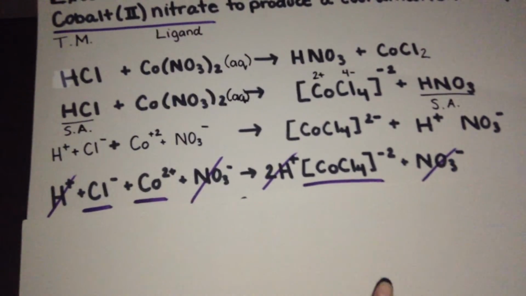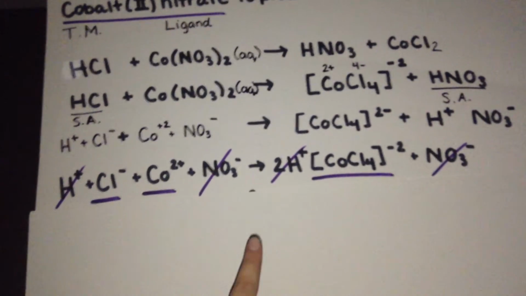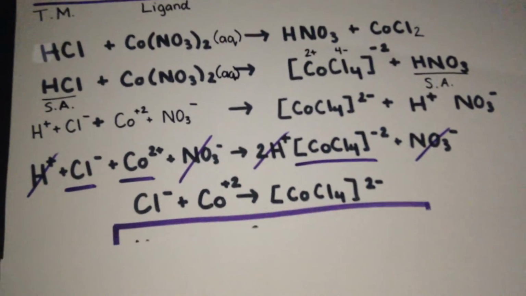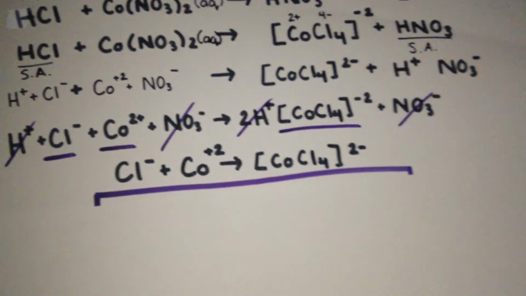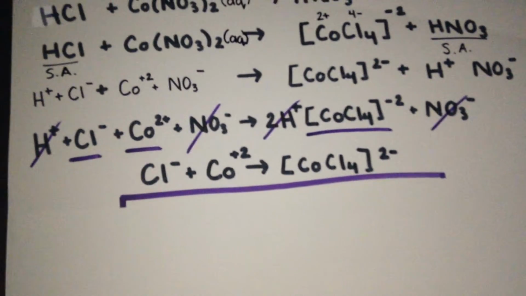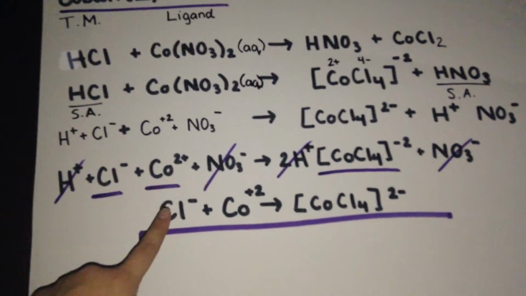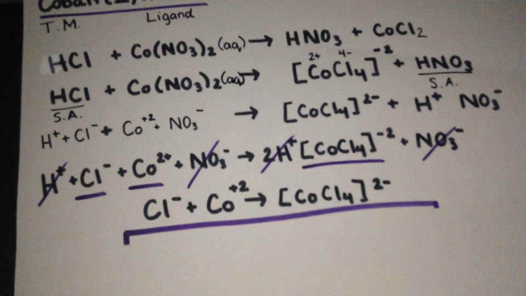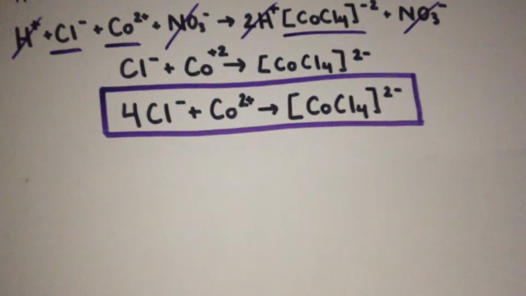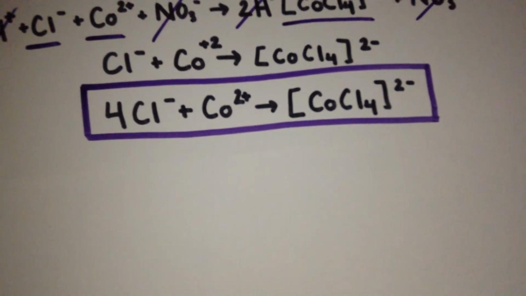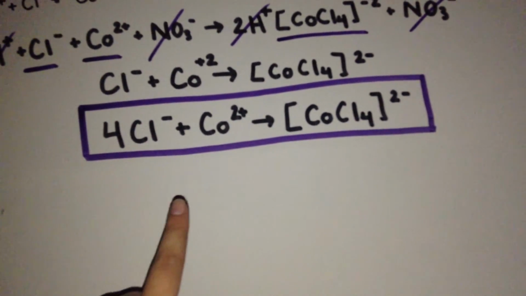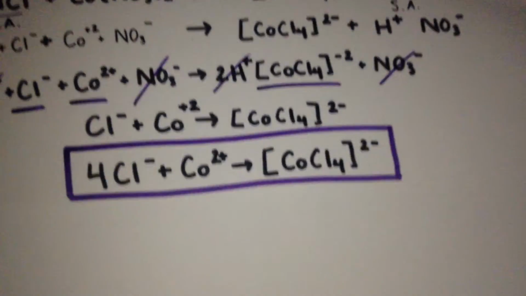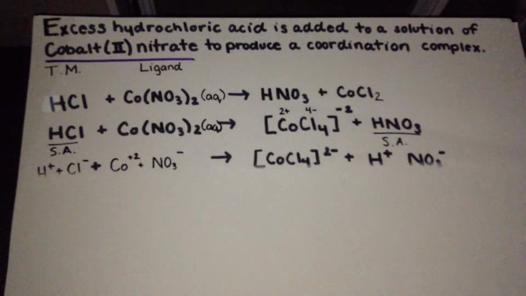Since there was a -2 charge, there'd be a +2 charge over here. In the end, you only need the CoCl4. You would keep the Cl and the Co2 plus, and in the end, this would be your answer. Once you balance the equation, it would be 4Cl minus, 1 Co2 plus, and then the coordination complex itself.